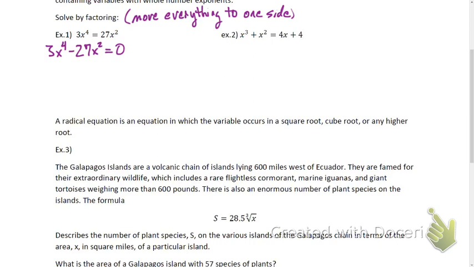Look for your GCF. 3 is the biggest number that divides into both of those. They both have an x, and go with the smallest exponent you see, which is a 2. Let's see, the leftover: I already took the 3 out, and there are still 2 x's in there. 27 divided by 3 is negative 9, and that x squared is gone.